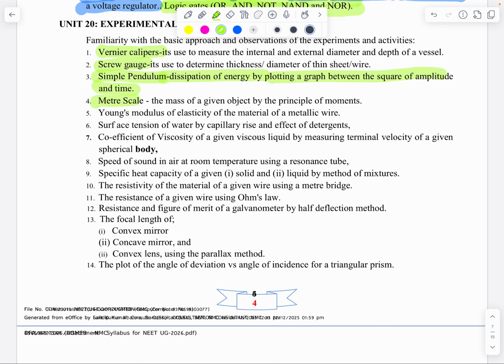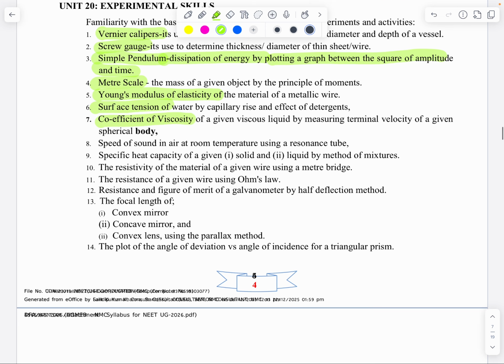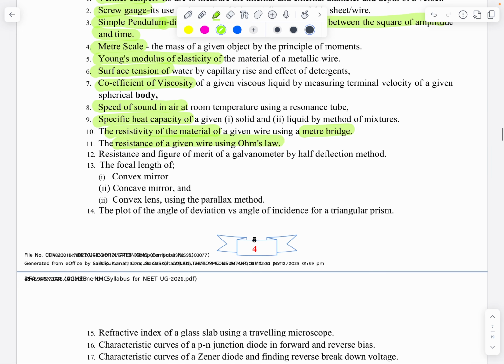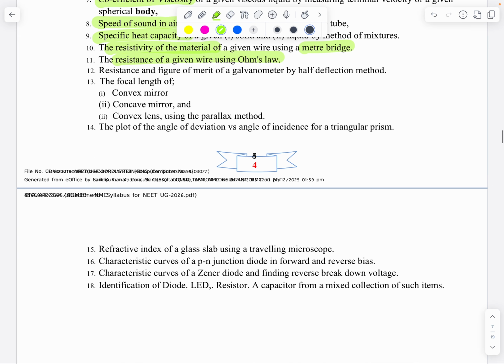The next is meter scale, Young's modulus of elasticity, surface tension, coefficient of viscosity, the speed of sound in air at room temperature, specific heat capacity, resistivity of the material of a given wire using meter bridge, resistance of a given wire using Ohm's law. So these are topics which we can study along with the chapters, so there is no need to study it otherwise.